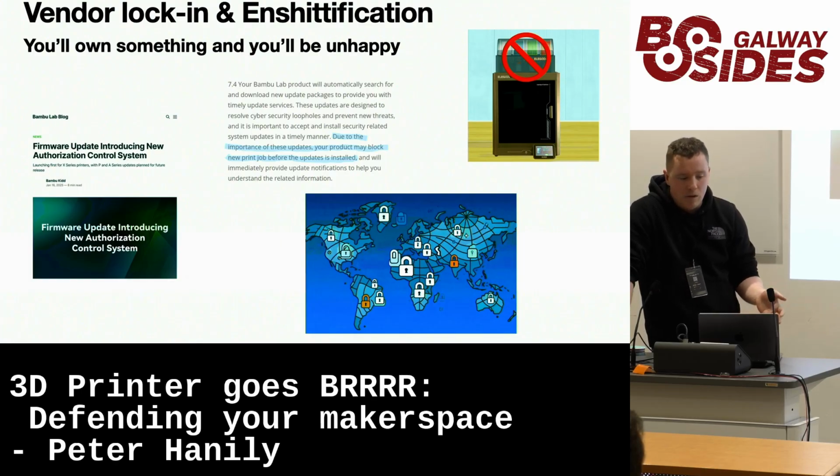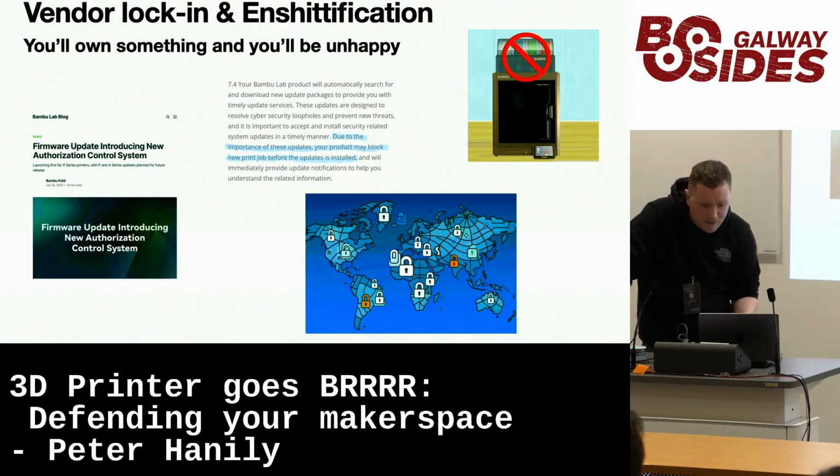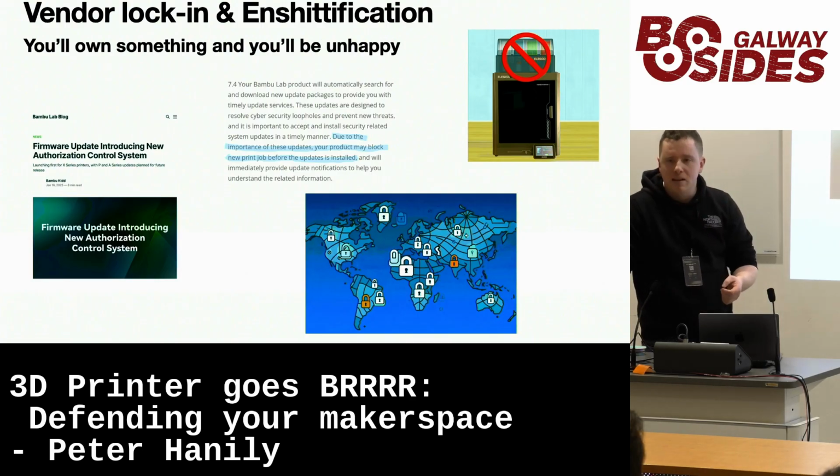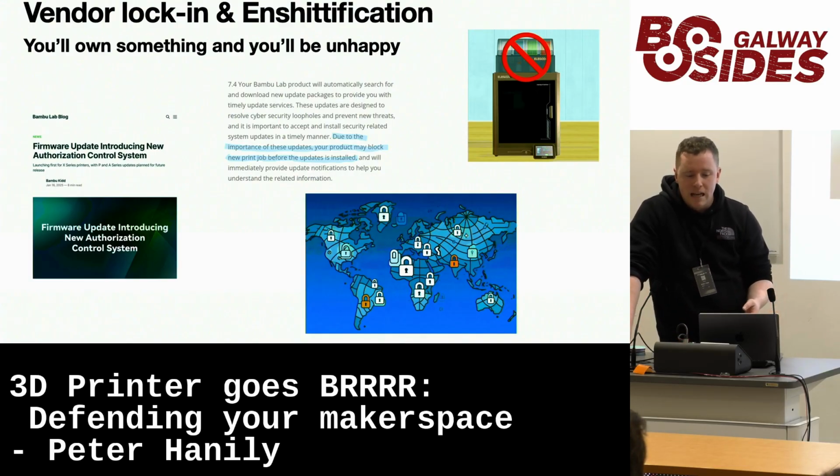There was a big controversy last year when Bamboo Lab, a big 3D printer manufacturer, released a firmware update introducing authorization control. The text highlighted in blue says, "Due to the importance of these updates, your product may block new print jobs before the update is installed." So the fact that they can do that means they have you at their mercy, basically.